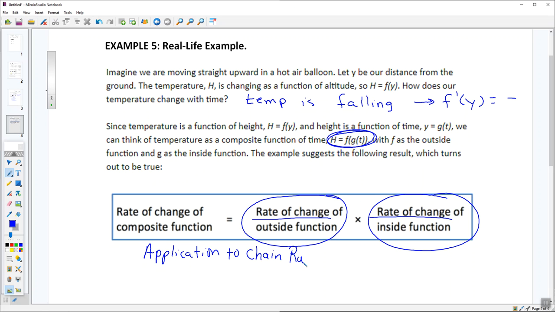So all you need to remember today, guys, is this. If you're going to apply the chain rule, it's the derivative of the outside times the derivative of the inside. All right. Stop this here.